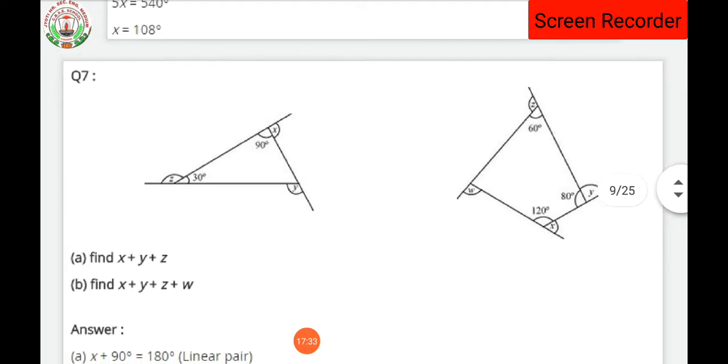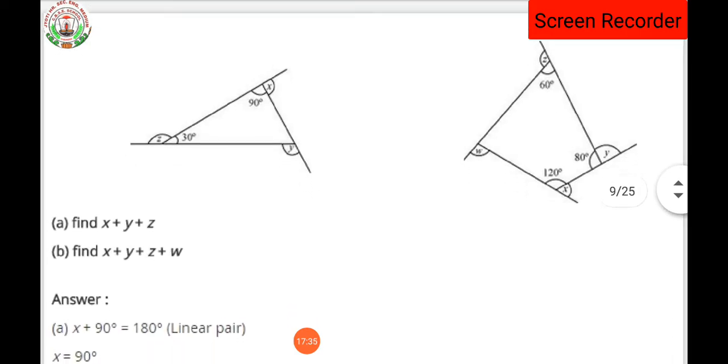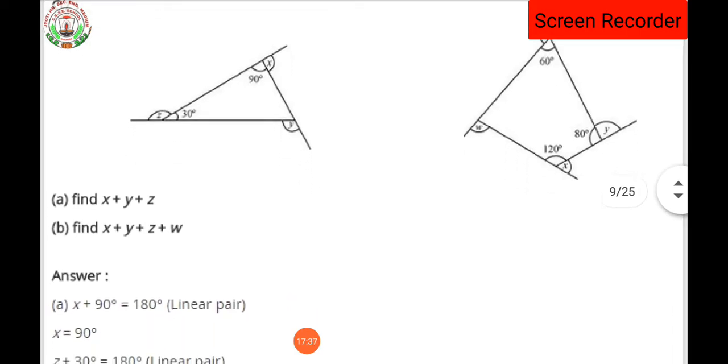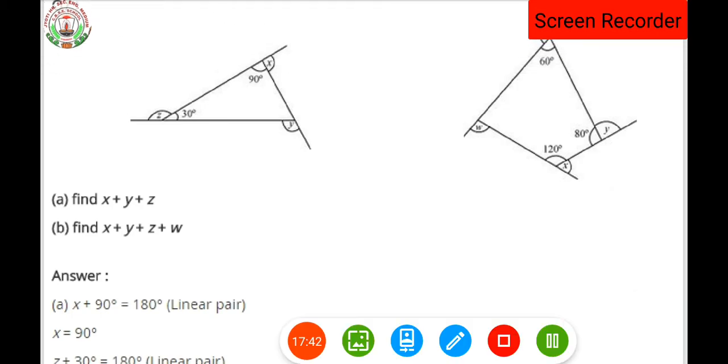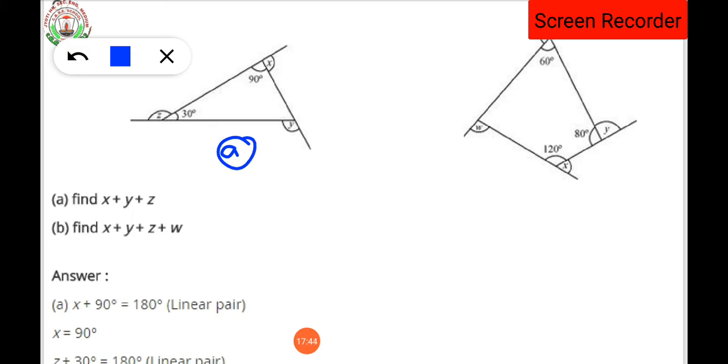Now in question number 7, two figures are given, figure A and figure B. This is the A part of the figure, this is the B part of the figure. In the first figure we have to find the value of angle x plus angle y plus angle z, which in short is written as x plus y plus z. And in the B part you have to find x plus y plus z plus w.